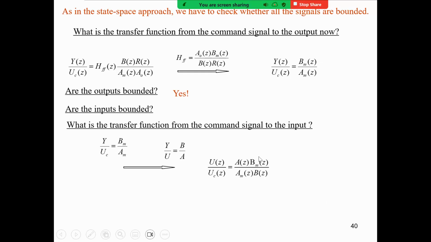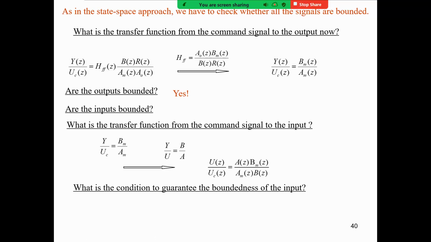Then you will realize, look at this transfer function. What is the condition to guarantee that the input is bounded? If this P is unstable, the resulting input signal will blow up, right? Is that clear? Because here you have a transfer function from the command signal to the input. If this one is unstable, of course this transfer function will be unstable. You have an unbounded control signal. Then you say that condition you cannot get rid of, it is always there. If you want to have perfect tracking, you require this condition. Okay, is that clear? Any questions?